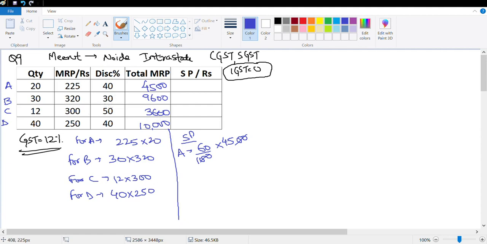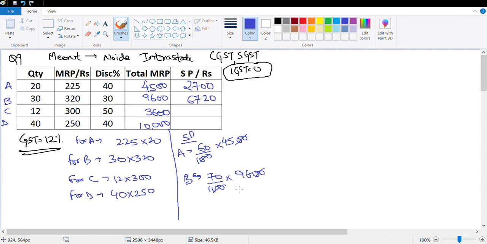Otherwise, I find it slightly more complicated, because the discount of 30% would be 96 rupees, and then my multiplication will become difficult. So here, that's 60 into 45, that's 2700. For B, we have 30% discount, which means 70 is being charged. 70 by 100 into 9600.